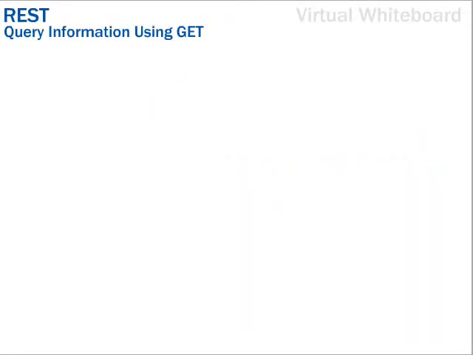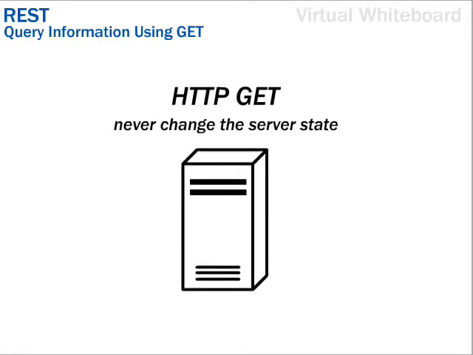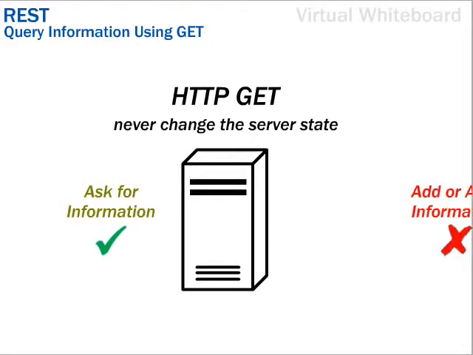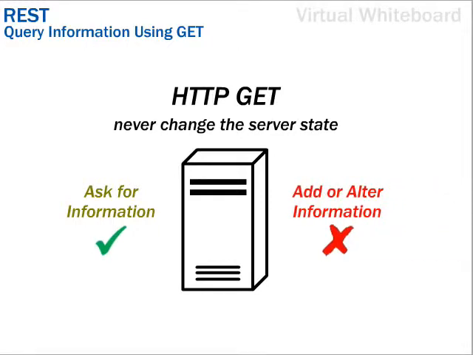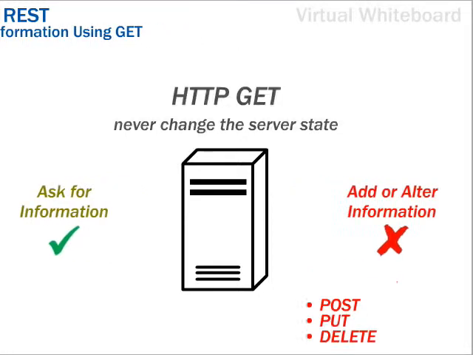An important issue concerning the use of the HTTP GET request in a RESTful application is that it should never change the server state. To put it another way, we only use GET requests to ask for information from the server, never to add or alter information already there. POST, PUT, and DELETE calls can all change the server status in some way.